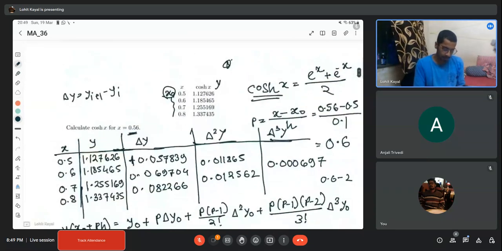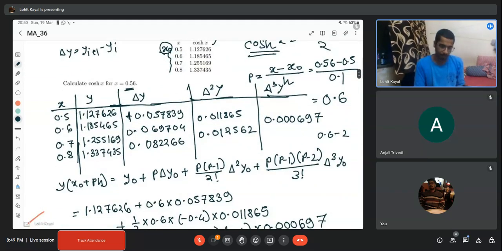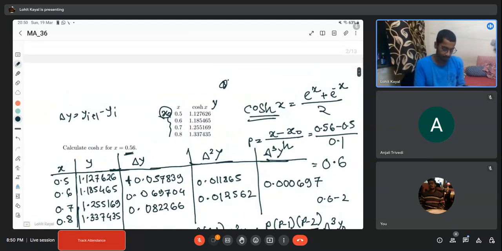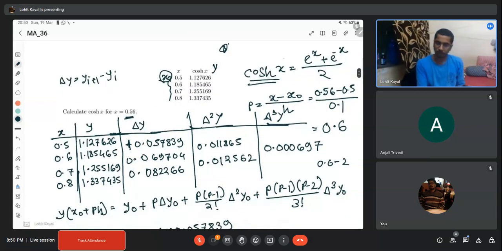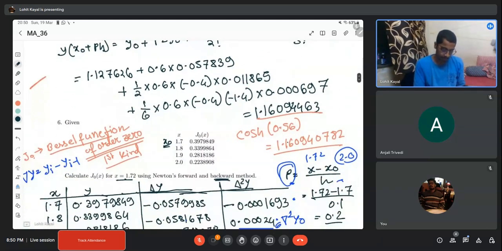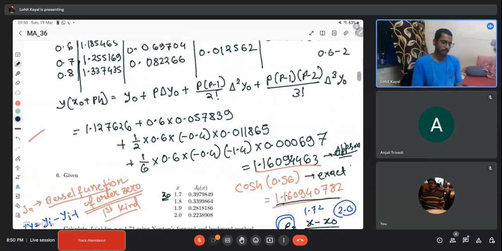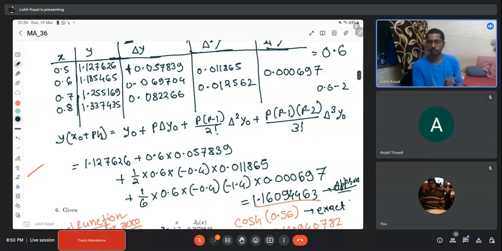So I have done this problem completely, and I calculated the value of cos hyperbolic x. This is the expression of cos hyperbolic x. This is the exact answer, and this is the approximate answer. You can see that these results are very close to each other, which means the interpolation is working sufficiently fine.